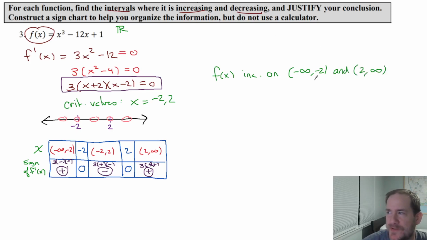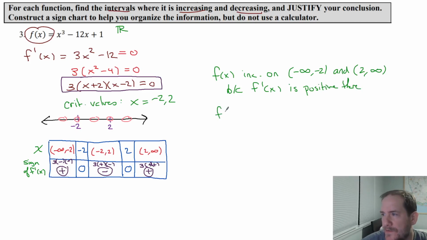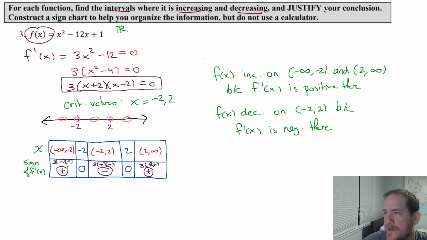And we are supposed to justify, so just include that bit about because f prime is positive there, and also f of x decreases on the interval from -2 to 2 because f prime of x is negative there. That's our final answer.